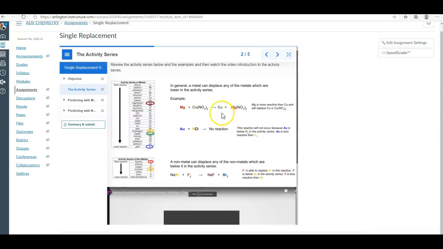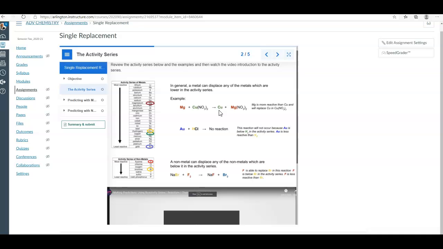Now, there are two examples here. You can see right here, magnesium is reacting with copper nitrate to give you copper plus magnesium nitrate. Now, magnesium is more reactive than copper because magnesium is higher in the activity series than copper. You can see right here, magnesium is up here and copper is below. Therefore, magnesium can replace copper in this compound to give you magnesium nitrate, and then copper will be by itself.